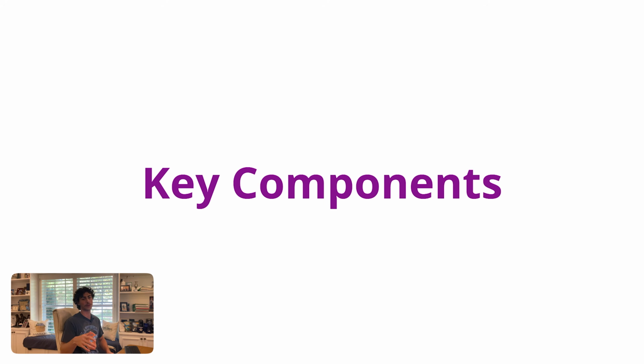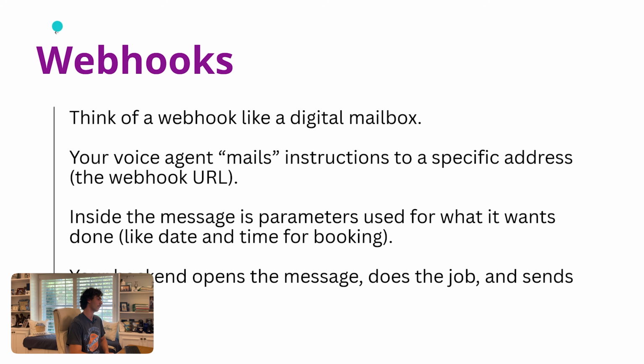And so here are the key components of a function. First, webhooks. I like to think of a webhook like a digital mailbox. I've used this analogy for a while, because think of it like your voice agent mailing instructions or data to a specific address, the webhook URL, and that webhook is that address. And inside of that is sort of like this mail card sent so that it knows where to send it and what type of data to send. Inside the message is parameters, which I'm about to explain in a second, used for what it wants done. So that's stuff like the date and time for a booking would be considered parameters.